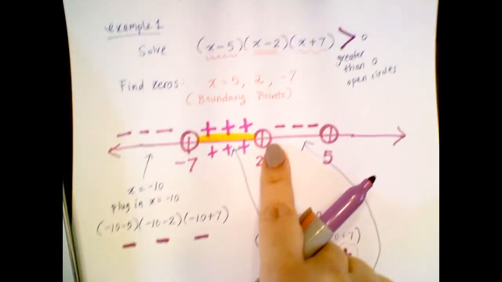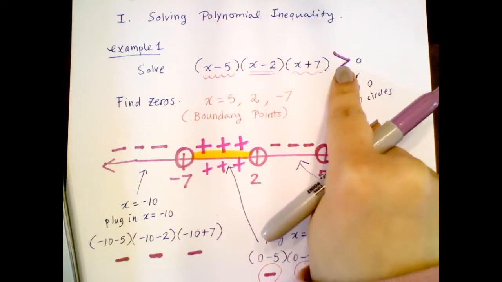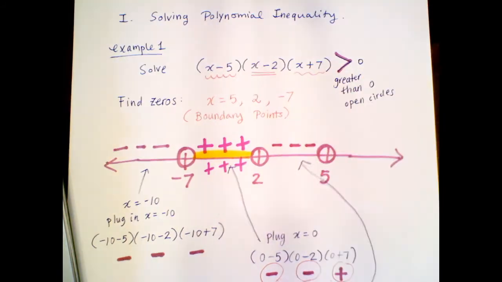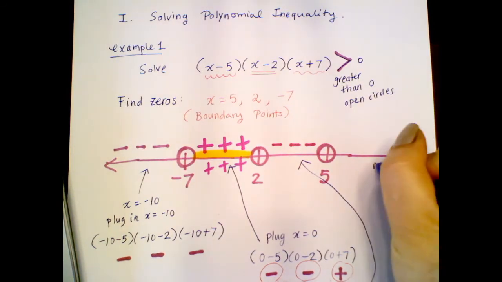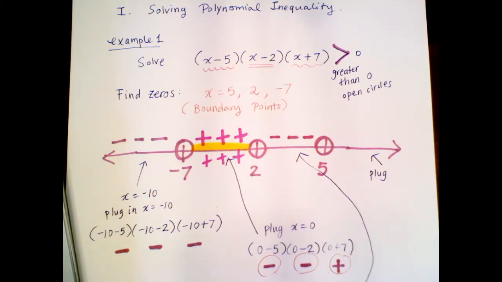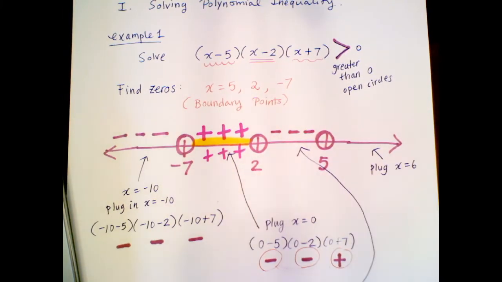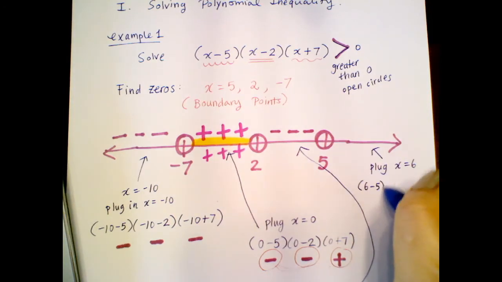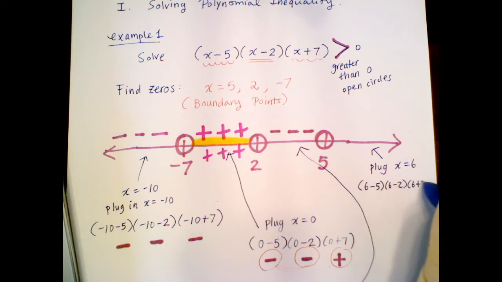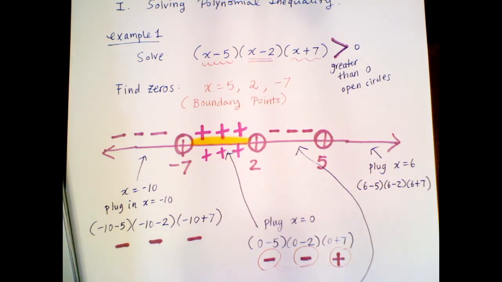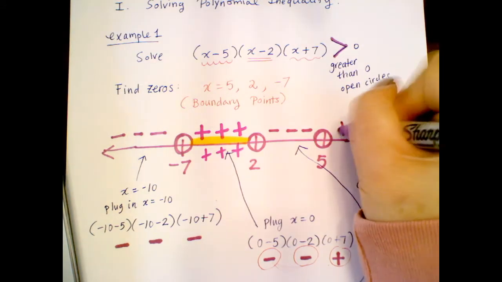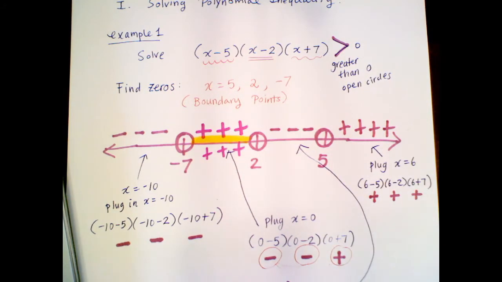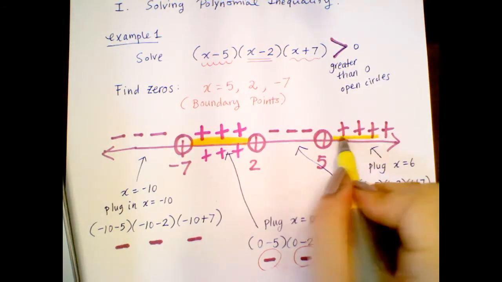So that's not my answer region because I'm looking for an interval that will give me numbers that are greater than 0. So that's not it. I'm not going to highlight it. And let me do the very last interval, which is over here. Let's plug in a number that's just greater than 5. Maybe like x equals 6. If I plug in 6, I will get 6 minus 5, 6 minus 2, and 6 plus 7. Let's see the signs here. This is positive, this is positive, and another positive. If I multiply 3 positive numbers together, I will get a positive answer. So the last interval that we just tested also came out to be positive.